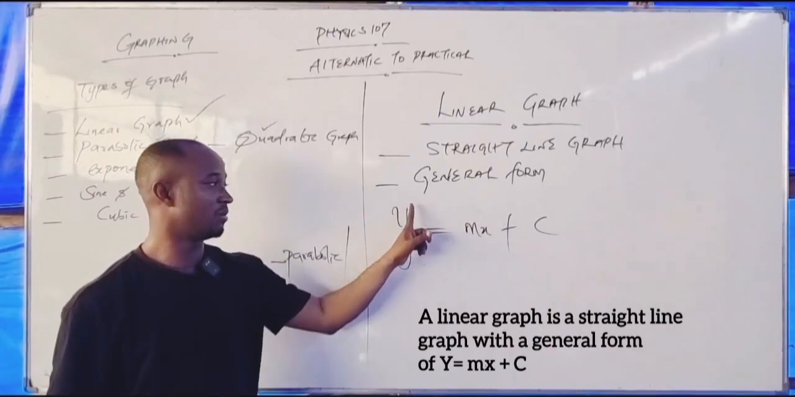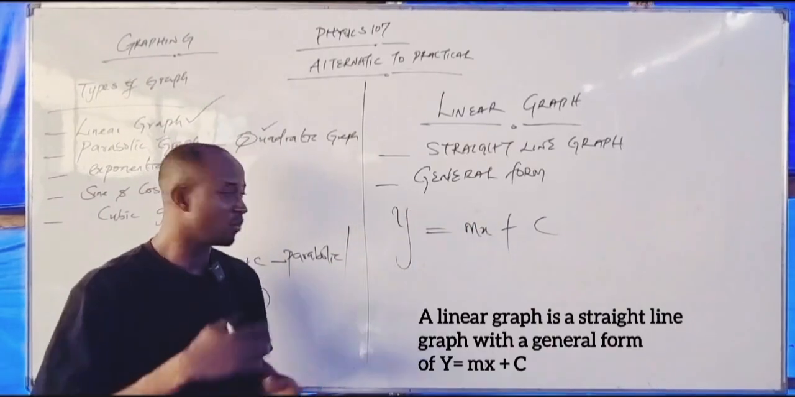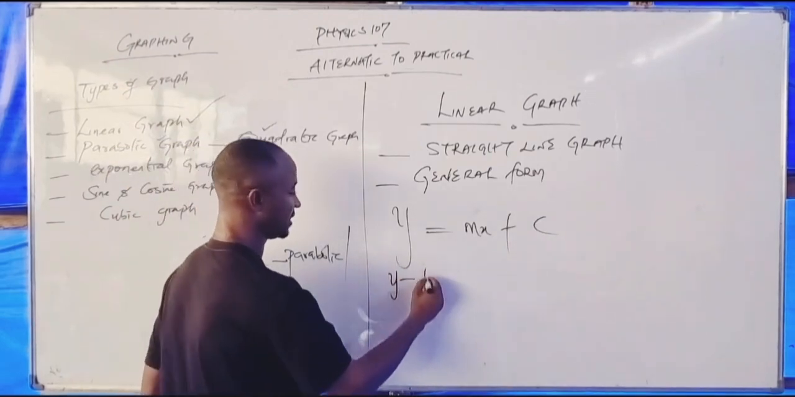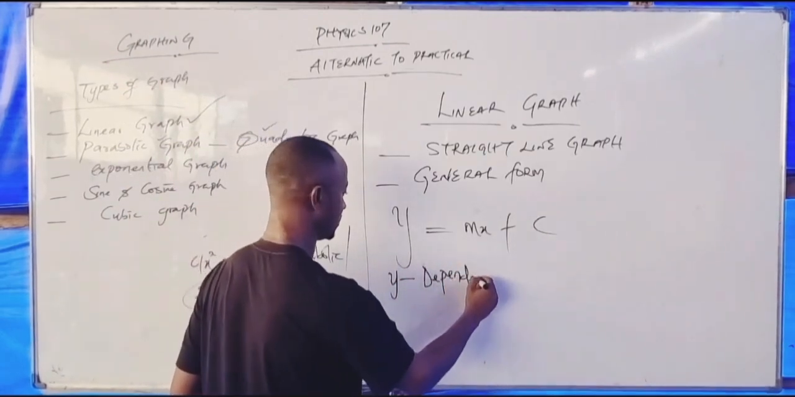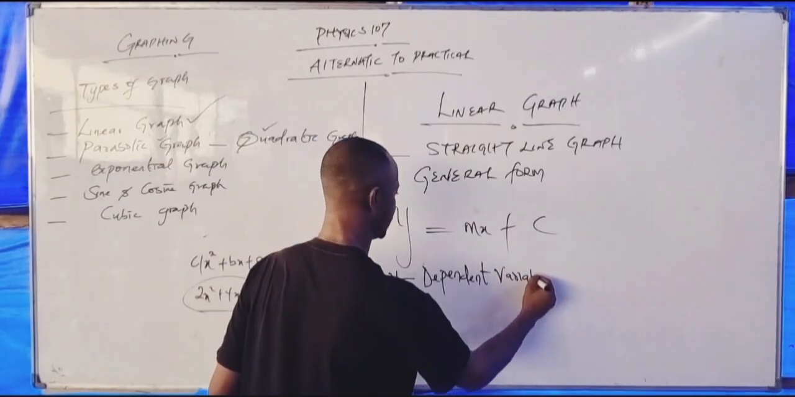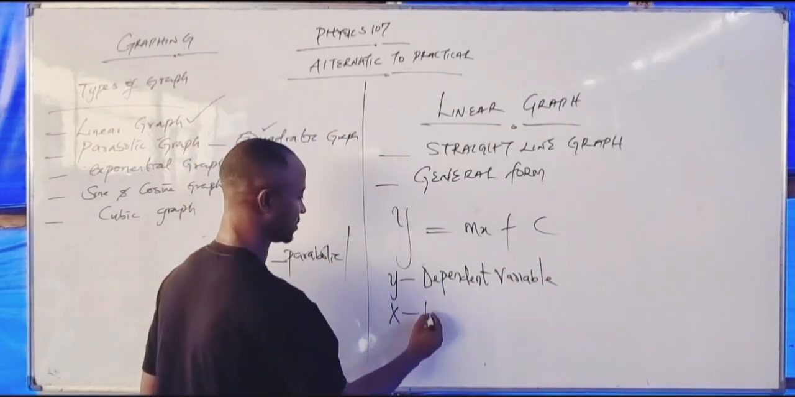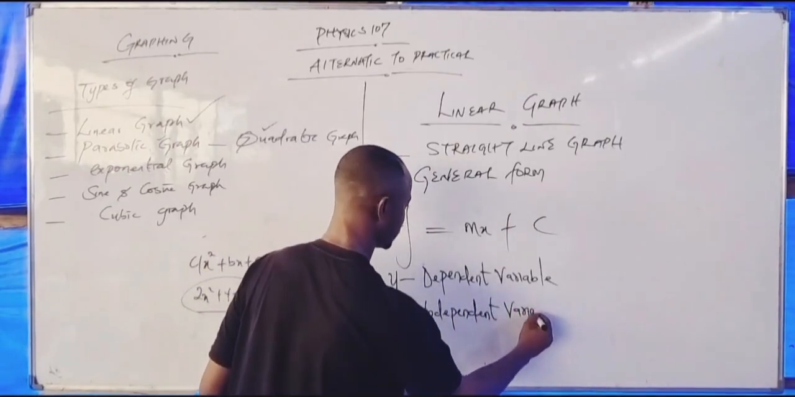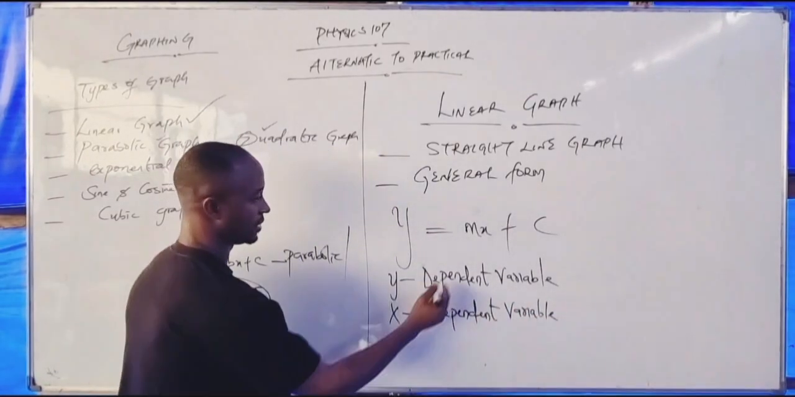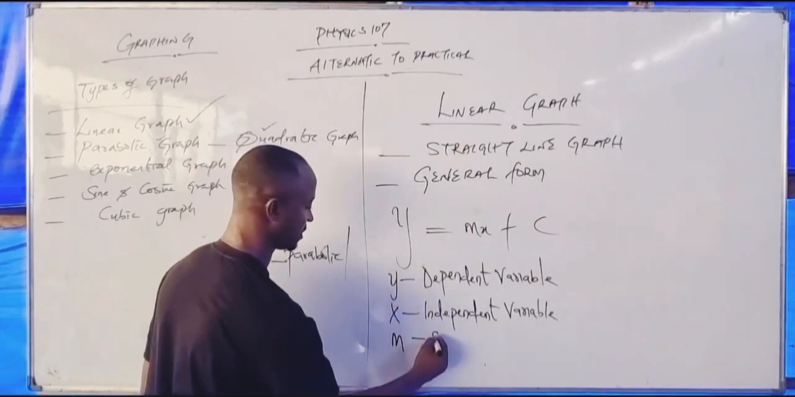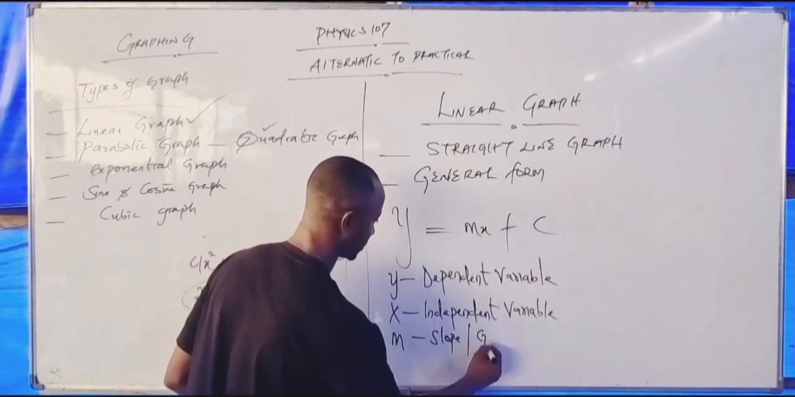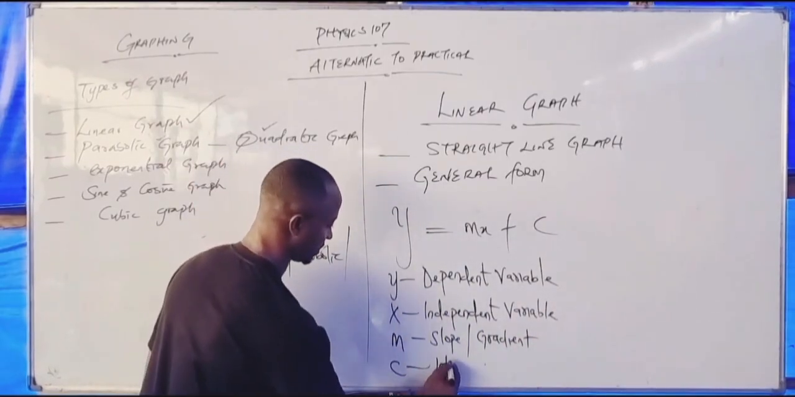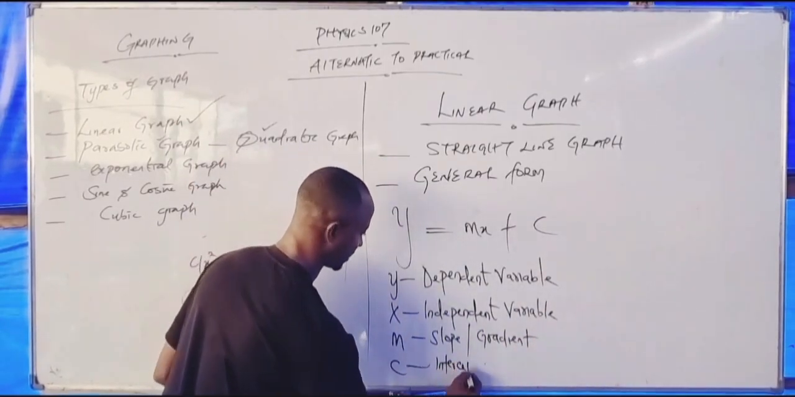The highest power of x here is 1. What about y? 1. Whether y or x. But y represents the dependent variable, and x represents the independent variable. The letter m represents your slope, otherwise called the gradient. Then c stands for the intercept.